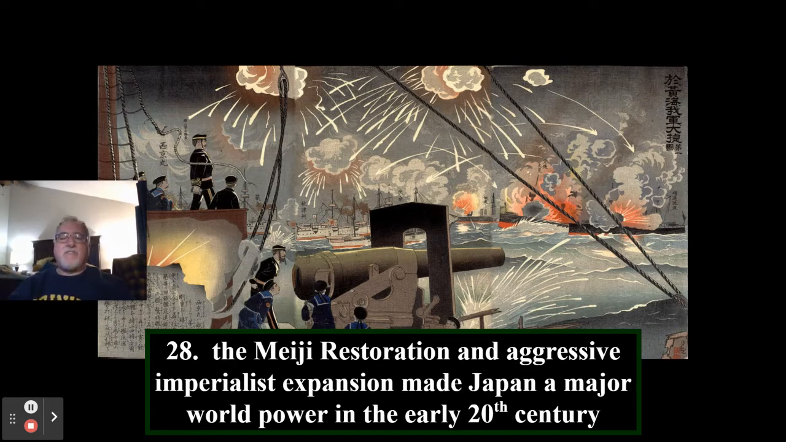The Meiji Restoration, coupled with aggressive imperialist expansion, made Japan a major world power in the early 20th century. Again, 50 years. It's analogous to Germany. They came to life. Germany became a country and got going. Japan just received a wake up call and said, okay, this isn't going to work. We need to look out for ourselves. So let's go. And they did.